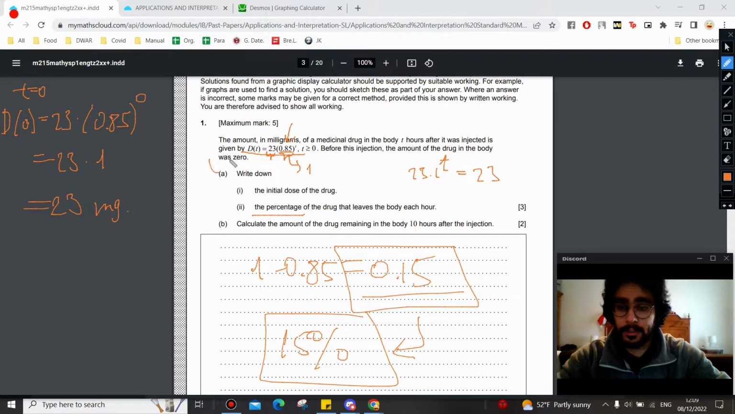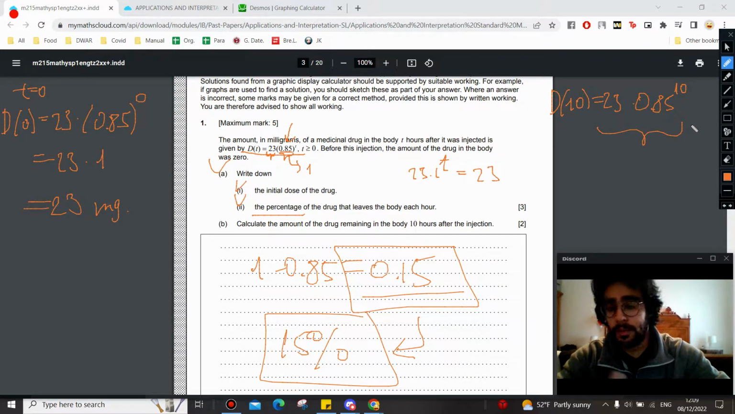That's a(ii), that's perfect. So last question, calculate the amount of the drug remaining in the body 10 hours after the injection. Well, we have the function, all we have to do is just plug in the value. So basically we need to look at D(10), which is equal to 23 times 0.85 to the power of 10. Well, this you can do with a calculator. I will not do it. I can also use the calculator of my laptop, but basically this will give you a value, and that will be your answer. This is the amount of drug remaining in the body 10 hours after the injection.